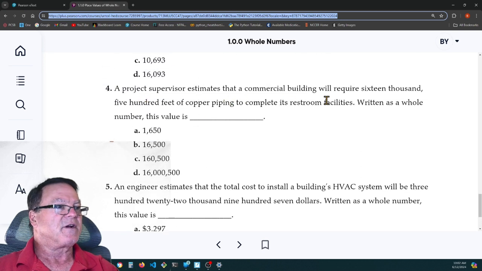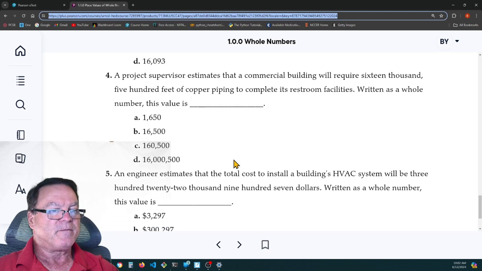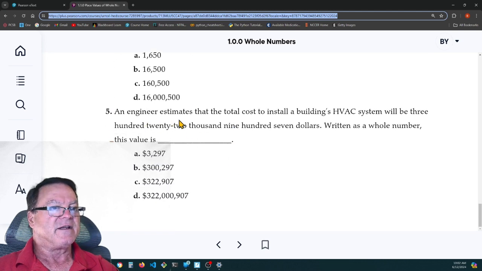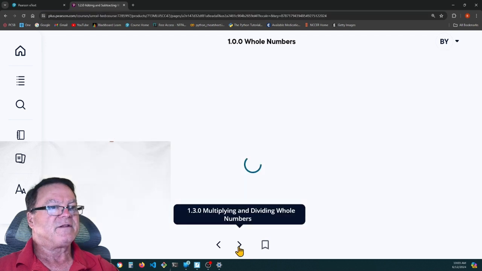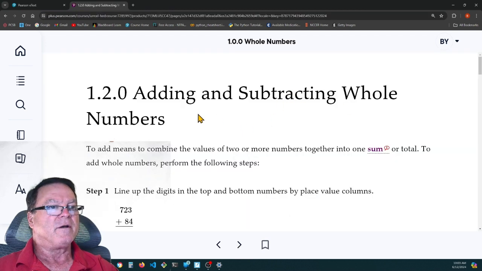Project supervisor estimates that a commercial building will require 16,500 feet of copper piping. That's B, 16,500. And lastly, an engineer estimates that the total cost to install a building's HVAC system will be $322,907. C. Okay, let's move on.